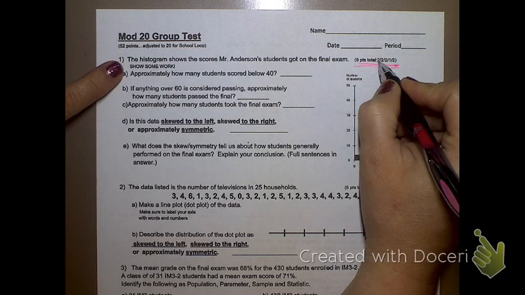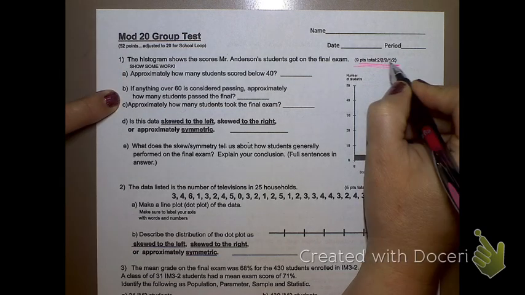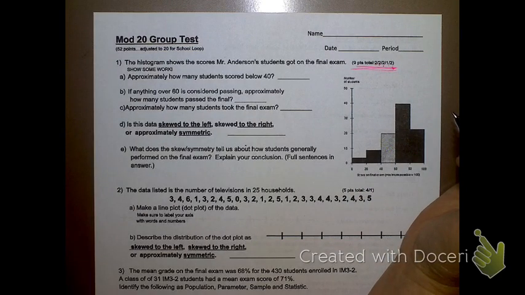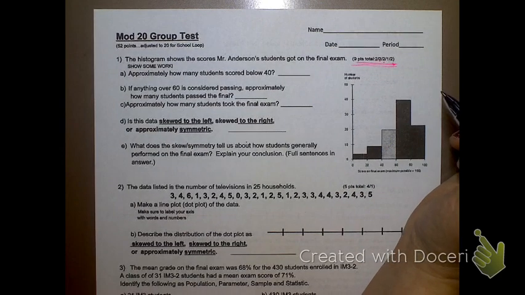Okay, so A is 2 points, B is 2 points, C is 2 points, D is 1 point, E is 2 points. That's how I break it down. That way I remember when I'm grading what I intended when I actually wrote it.